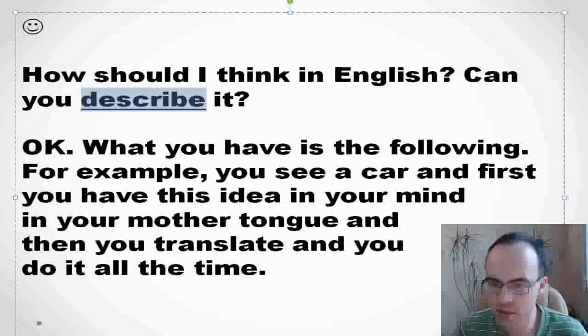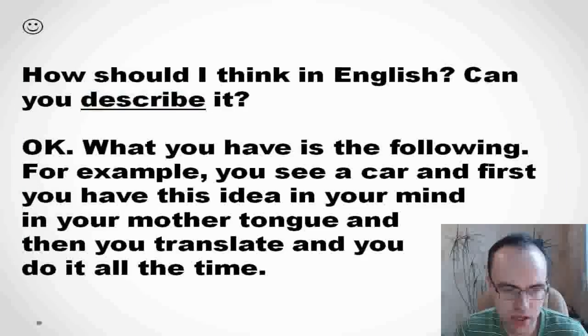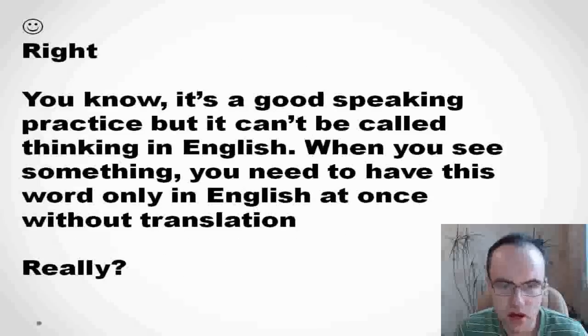So what you have is the following. You have this thing, yeah? So, for example, you see a car, and first you have this idea in your mind, in your mother tongue, so in your own language, and then you translate, and you do it all the time. So first you say it in your mother tongue, you translate into English, and you do it all the time. As you understand, it isn't so good.